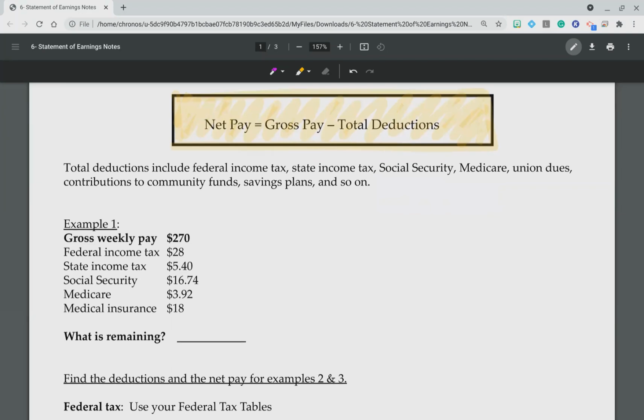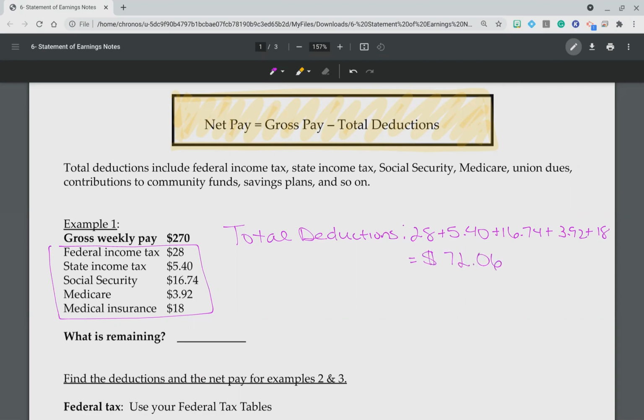All right, so example 1 says our gross pay is $270. These are all of the taxes taken out of our paycheck. So to find the total deductions, I'm going to add all those together. 28 plus 540 plus 1674 plus 392 plus 18. And when I do that, I get my total deductions to be $72.06. So that is how much is being subtracted from my paycheck.